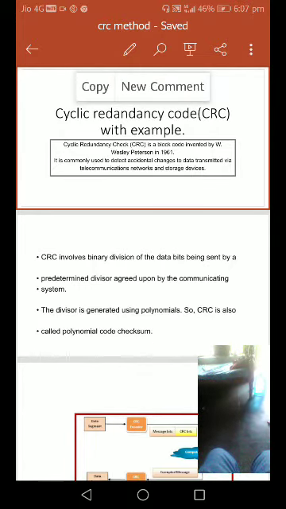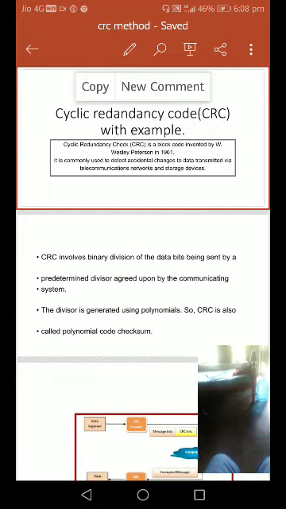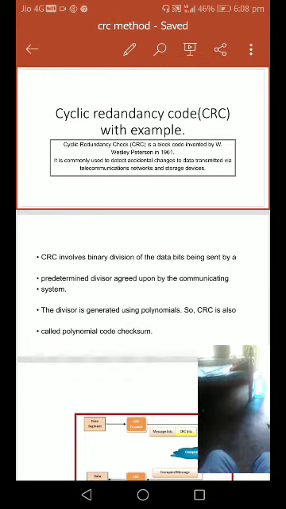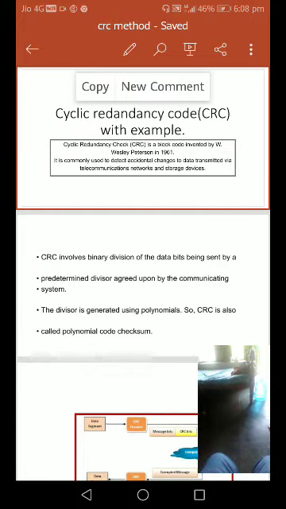It is commonly used to detect accidental changes to data transmitted via telecommunication networks and storage devices.